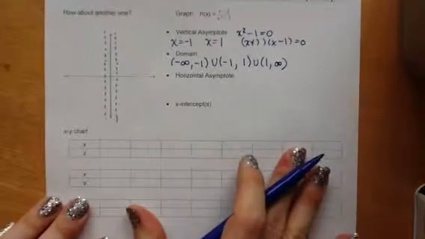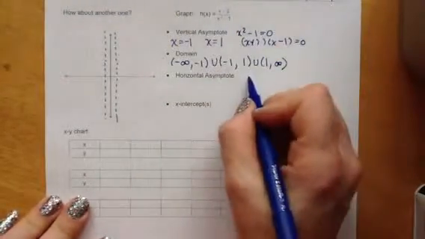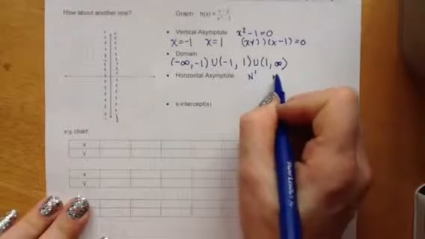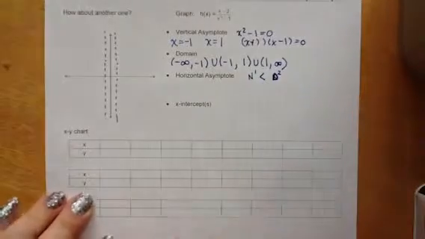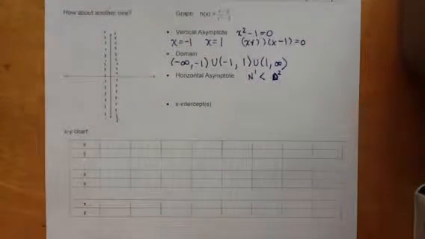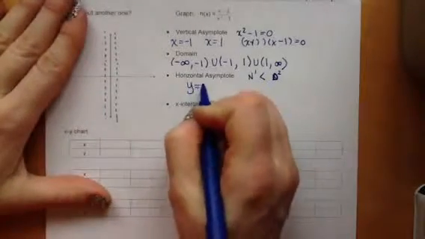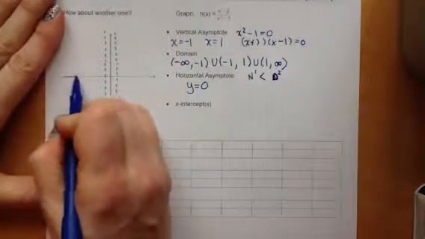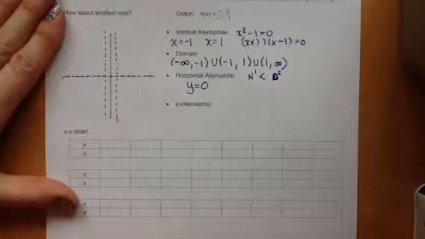Horizontal asymptotes I get by looking at the degree of the numerator and denominator. The degree of the numerator is 1, degree of the denominator is 2. The numerator is less than the denominator, which when we refer to our chart, tells us we have a horizontal asymptote at y equals 0. So we'll go ahead and put that in at y equals 0.